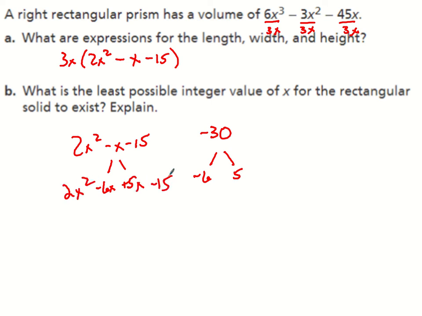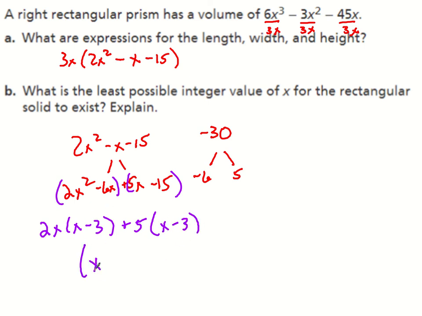All right. So I rewrite it. Now I've got my groups. And now I have to take out the greatest common factor. Well, from here it's going to be 2x. So that's going to give me x minus 3. And then from this one, I'm going to factor out a 5. And that's also going to give me x minus 3. Well, now I can take out this x minus 3. So there's x minus 3, 2x plus 5.